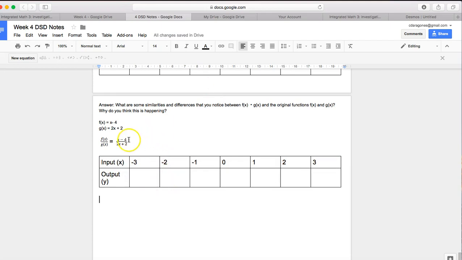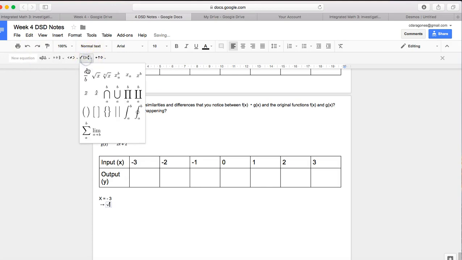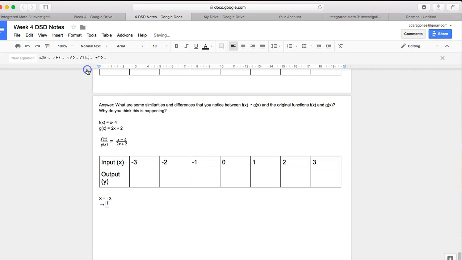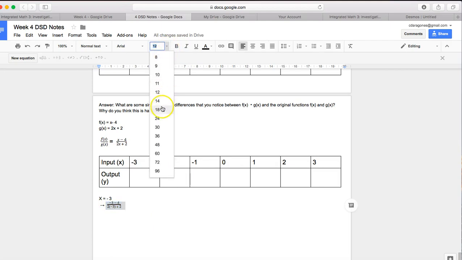I'm going to try -3 first. So when my x equals -3, you notice that f over g becomes -3 minus 4 over 2 times -3 plus 2. Right, I'm just plugging in -3 whenever I see an x because that's the x that I am using.